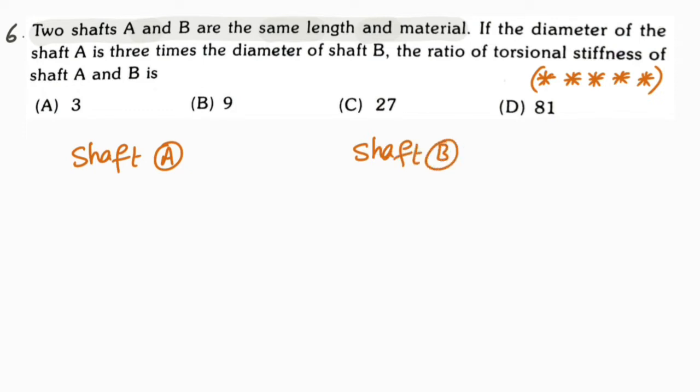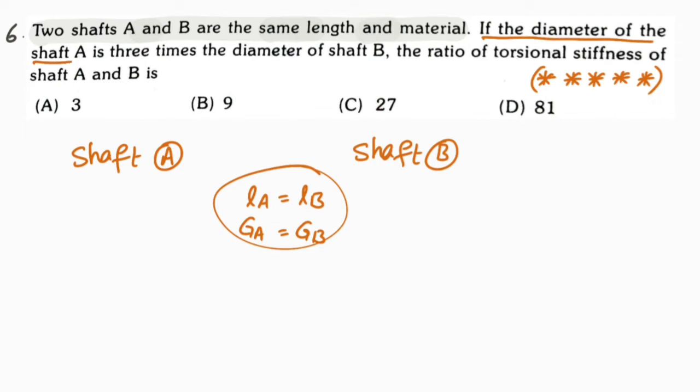It is given that two shafts A and B are of the same length. That means the length of shaft A equals the length of shaft B. This is one condition. Next, same material means the shear modulus for A equals the shear modulus for B, because shear modulus is a material property.